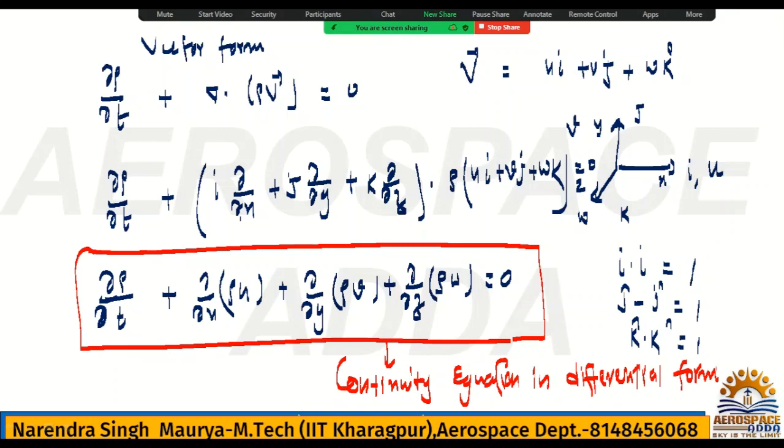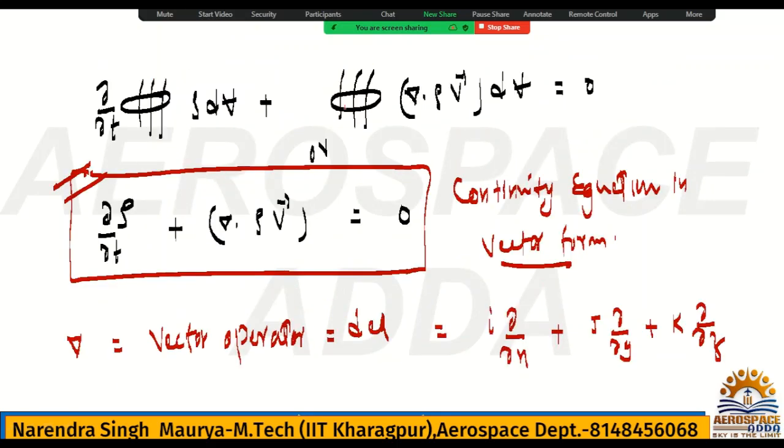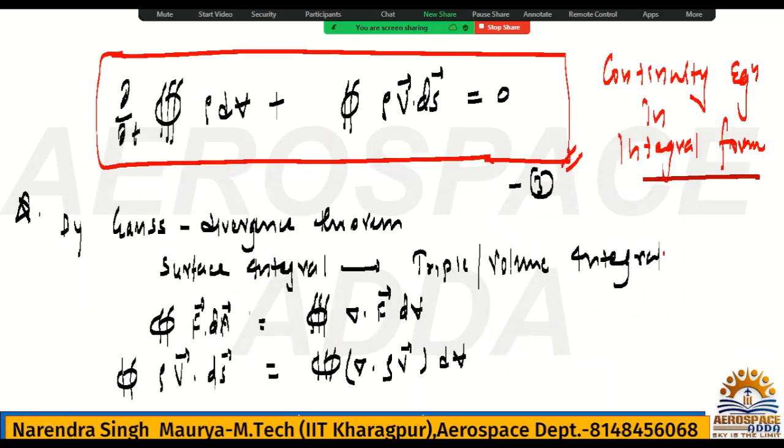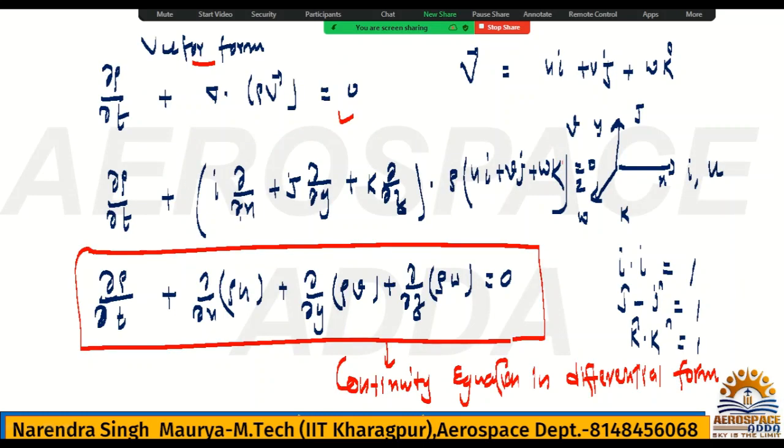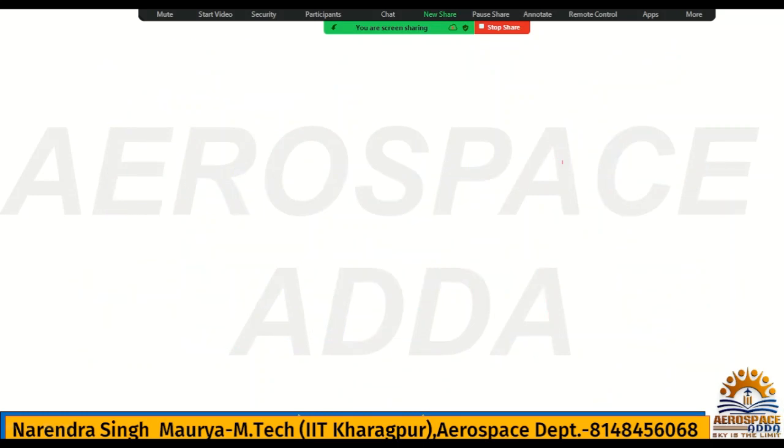This is again continuity, no? Vector form you have seen. This is the vector form here. This is the vector form. Yes, this is the integral form. Integral form done. Vector form done. Differential form done. And Cartesian is the same, like when you were writing the equation in xyz coordinates, then it will be the Cartesian coordinate. Okay.